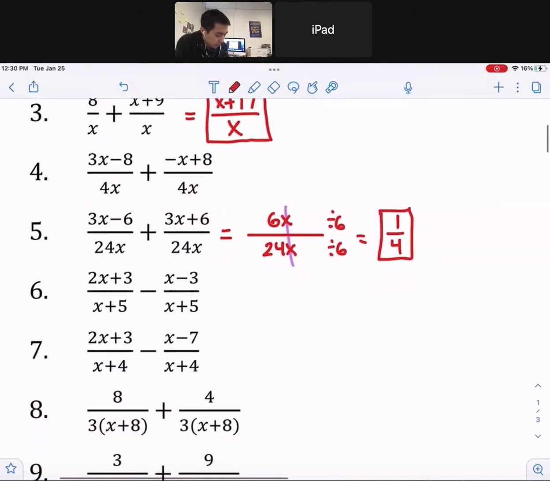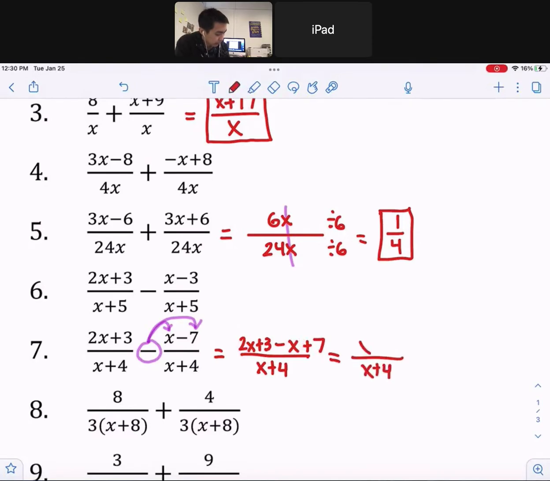Number 7, they both have the same common denominator, so we can put this all over x plus 4. Now here's the thing. Do you see this minus sign or subtraction sign? You have to distribute it to both of these. So what we really have is 2x plus 3 minus x plus 7. So the 2x and the negative x combine, so that is x. 2x minus x is 1x, which is just x, and then 3 plus 7 is plus 10. So x plus 10 all over x plus 4.